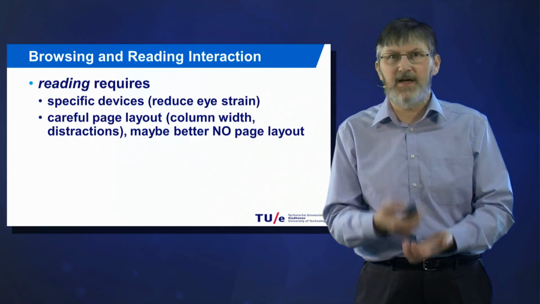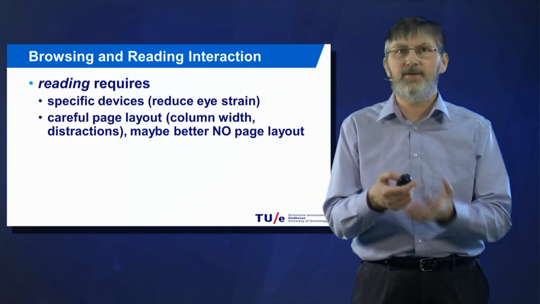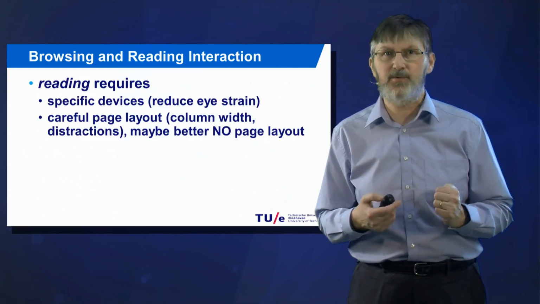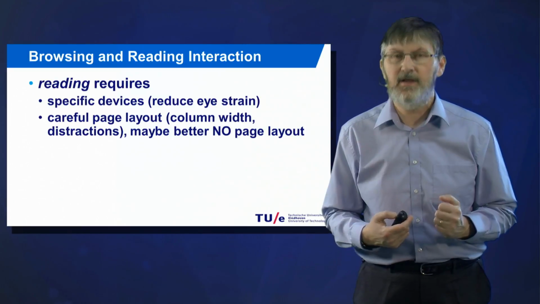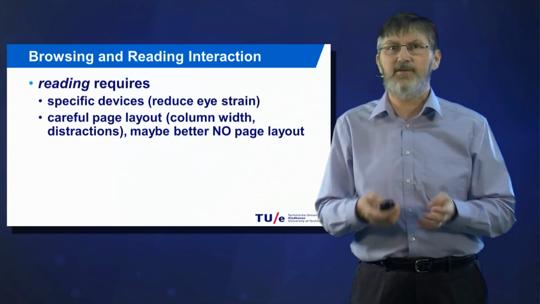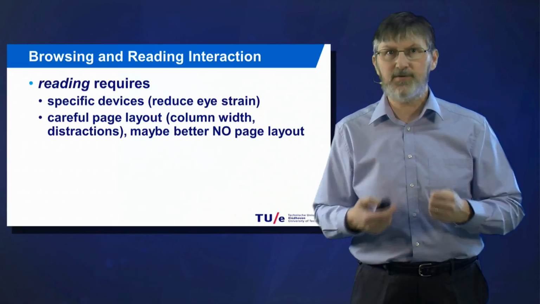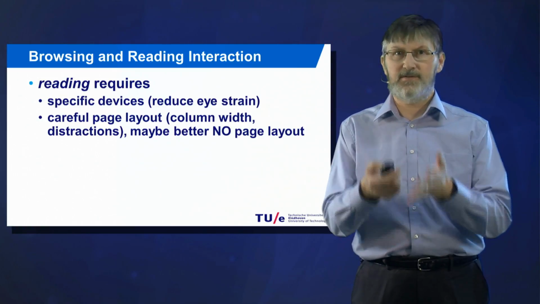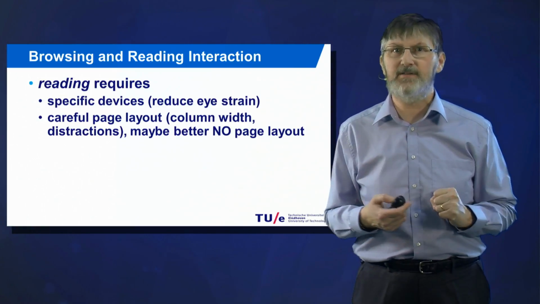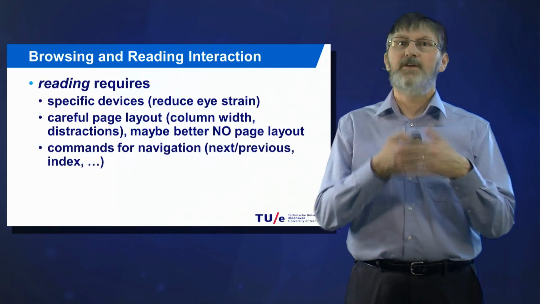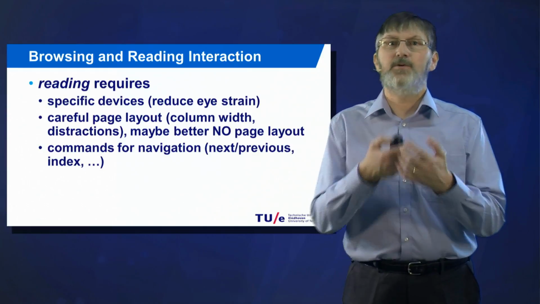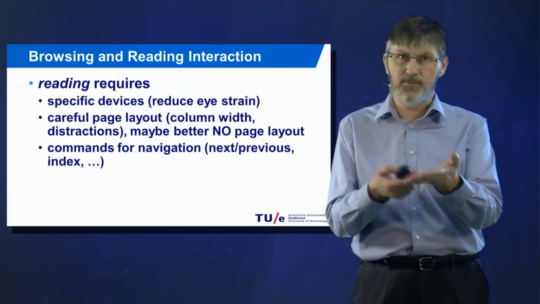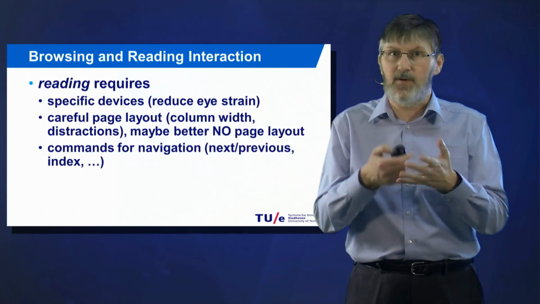Very often, designers of web pages insist on their pages having a specific layout, even though it may actually be better to have no fixed page layout and to adapt the layout to the device the user has. When you're reading books on an e-reader, typically the text adapts itself to the size of your device and the font size that you select. There should always be commands for navigation, so next and previous, and go back to an index, either through separate buttons or through things that appear like links or buttons on the screen.